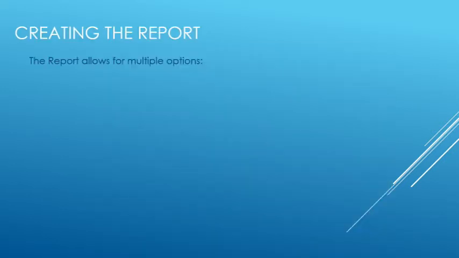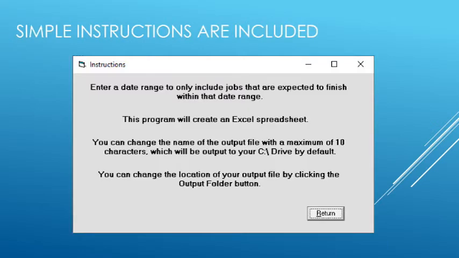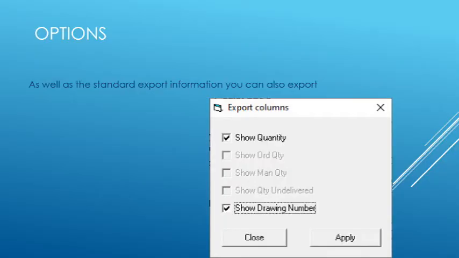Select the location for the file to be saved, the expected to finish date range and the export columns. Force the navigation to the database folder. Easy to follow instructions are included. Optional columns include show quantity, order quantity, manual quantity, quantity undelivered and show drawing number.